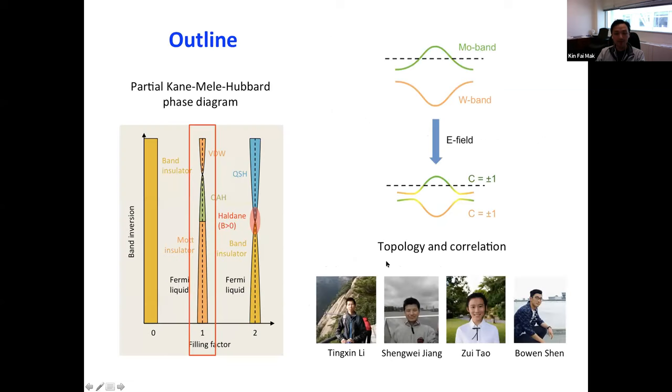Okay, I would like to tell you a little bit more about the complicated phase diagram at filling factor equal to one, which is actually half band filling. What I'm going to tell you next is that we keep the Fermi energy fixed at half band filling of the moiré band and use the electric field to introduce band inversion. As you expect, this is probably a metal without any correlation, but in most of the phase region that we see, it is actually an insulator. So it really highlights the importance of topology and electronic correlation at filling factor equal to one. The work I'm going to show is from Tingxin Li and Shengwei Jiang, two former postdocs in our group.